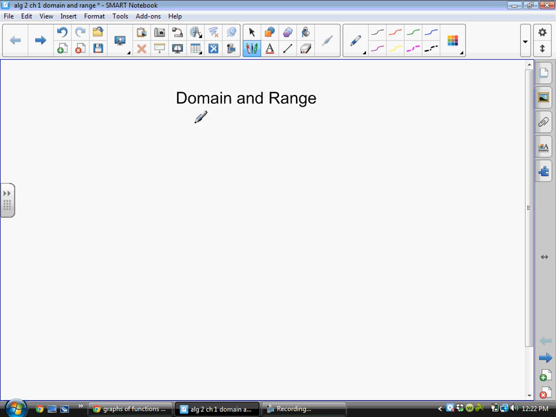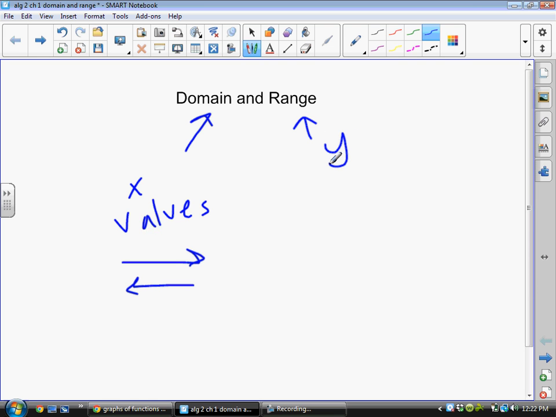So domain is going to be for our x values, which means left and right. So how far the graph goes to the left and the right. Does it stop or does it continue forever? The range is going to be for the y values, which is our height. Okay, so how far up and down the graph goes vertically.